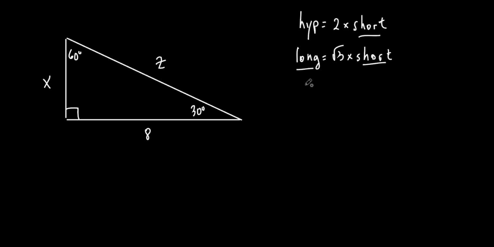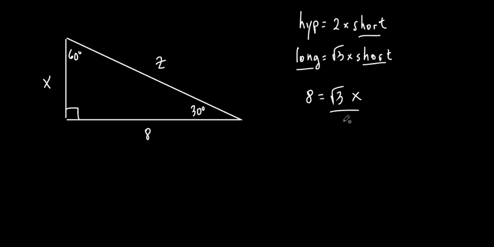So what is the long side? No, the longer leg. Which one's the longer leg? It's 8. Equals what? Square root of 3 times the short. What's the short? No, the short. It's x. Look, this is the long. This is the short. Okay. All right, so 8 equals, right? 8's the long, equals square root of 3 times the short, which is x. With me? Solve for x.